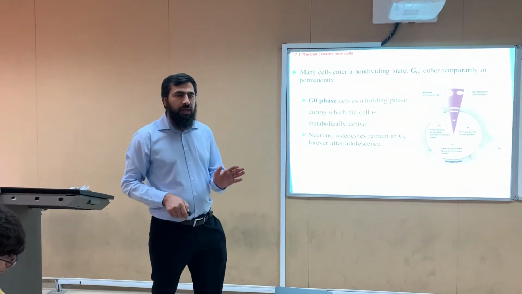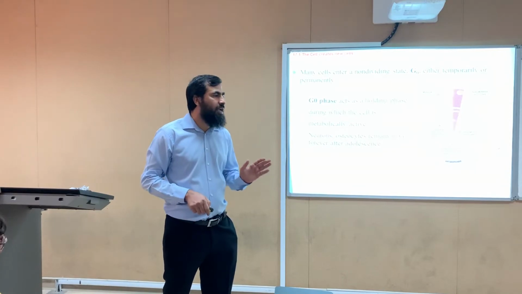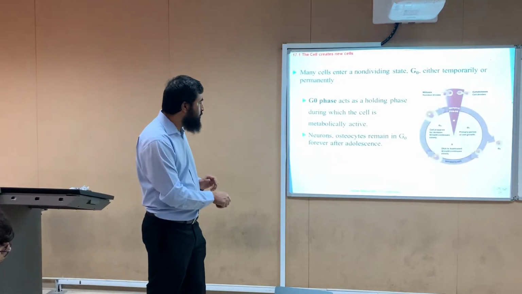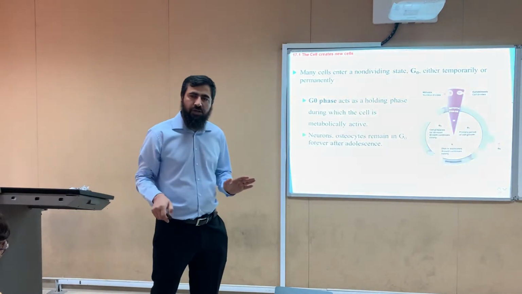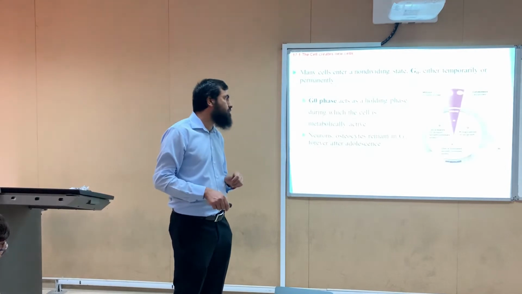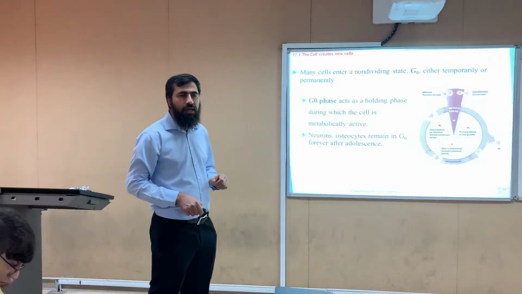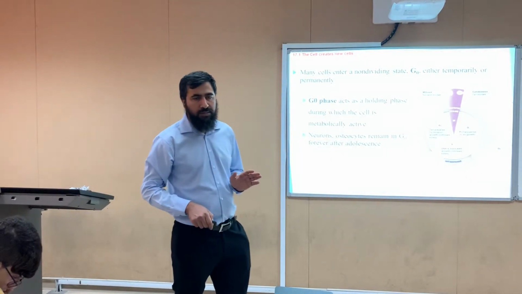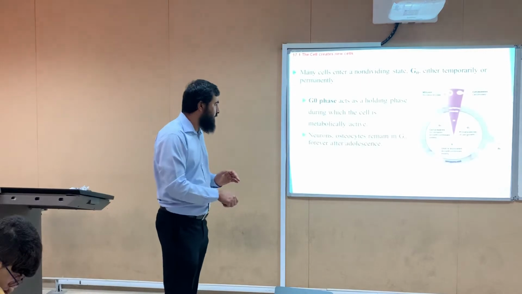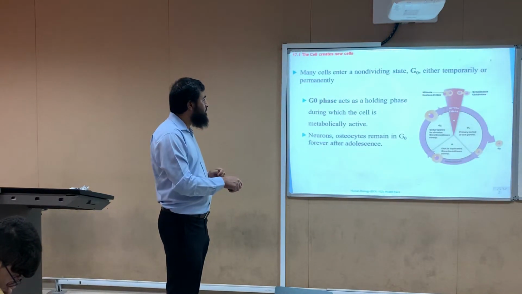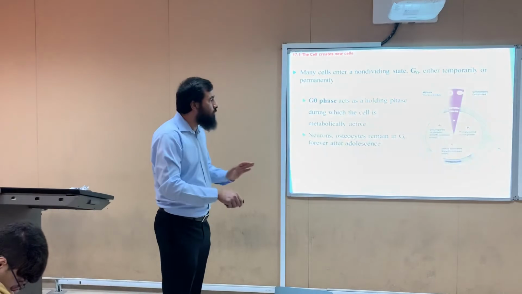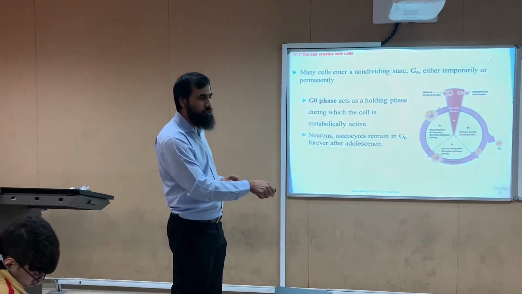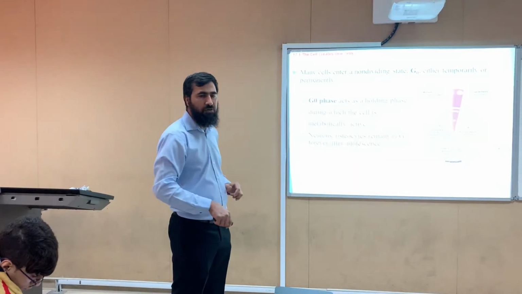So is that clear what G0 is? It's a stage of the cell cycle they enter where the cells are no longer able to divide. Examples are the neurons and the osteocytes. Remember the osteocytes in the bone, from the last chapter? This happens after adolescence, when you become an adult. So they can no longer enter G1, S, or G2 phase. So they're stuck in G0, all right?